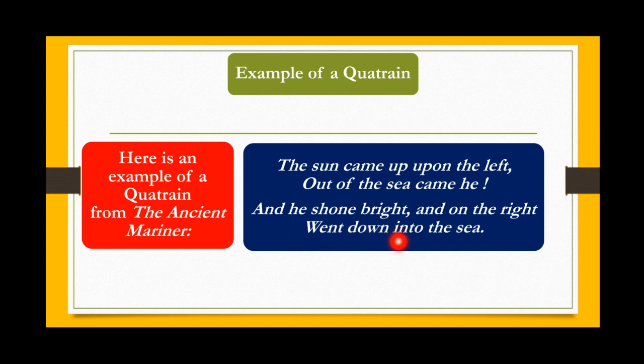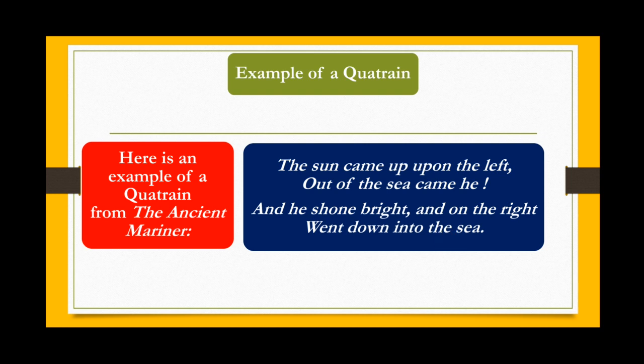Let's analyze the last and fourth line. Went down into the sea. So how many feet do we have? Went down, that is 1 foot. Into, that is the 2nd foot. The sea, that is the 3rd foot. So we have again 3 feet here. So the metrical foot would be iambic, and the meter would be trimeter. So we can call it iambic trimeter.